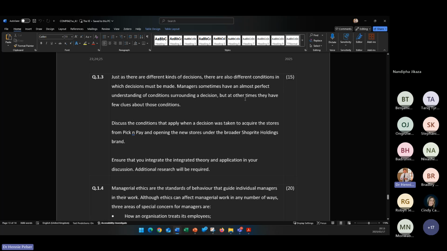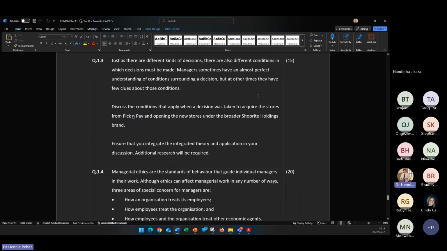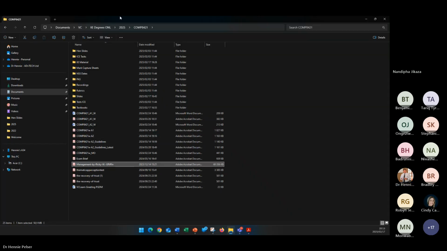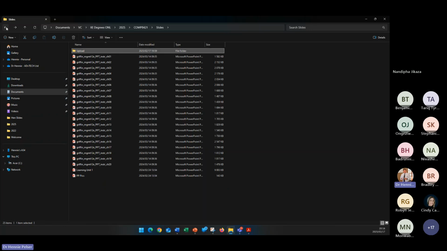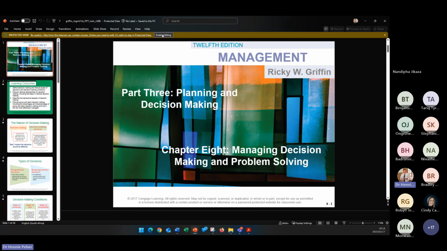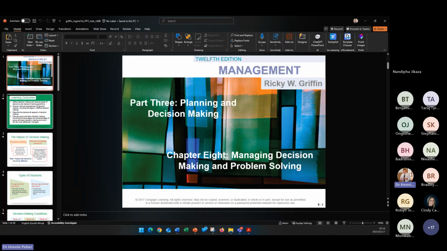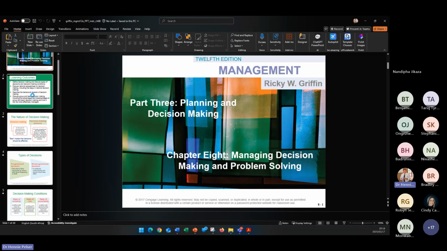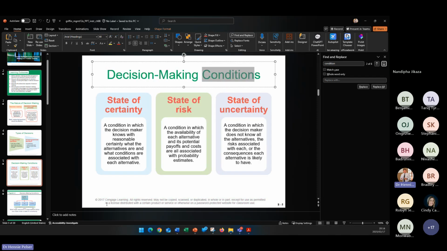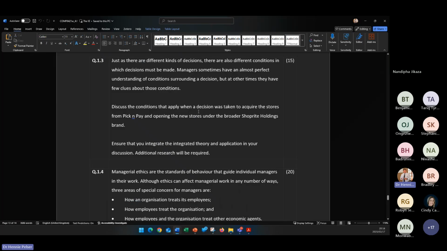So if we look at this one, 1.3, different kinds of decisions. We are looking here at chapter 8. Oh my gosh. And don't worry, I talk to myself all the time. So it's decision making, and then we're looking at the conditions. So I'm just going to do a normal search. Conditions. Okay, so there they are. Let me make sure that I'm showing you the right slide.